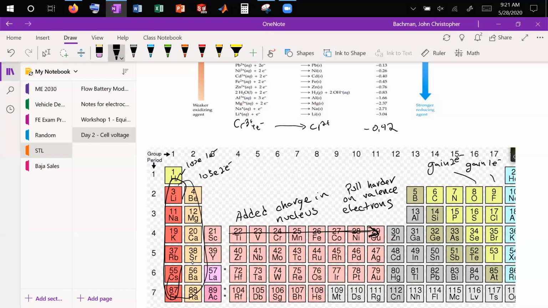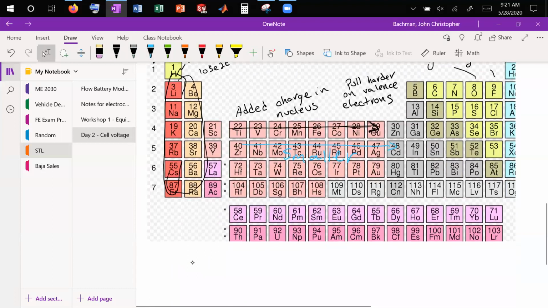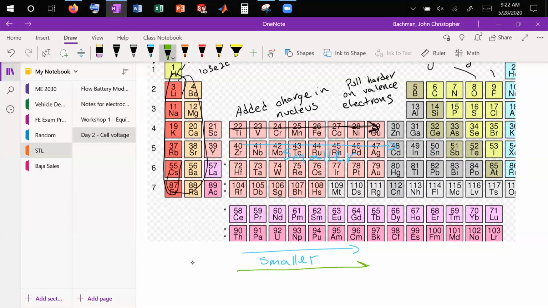And so that's why, as you go from left to right, you're typically going to have things that get smaller. Sorry, that's not super obvious when I'm writing on top of it. So you go this direction, they're going to be smaller. They're going to be less polarizable, so it's harder to change the shape of the atom.